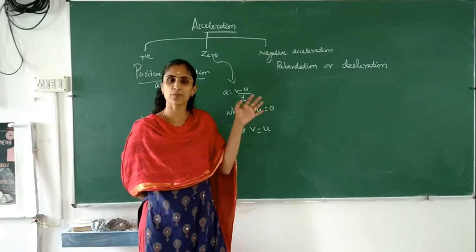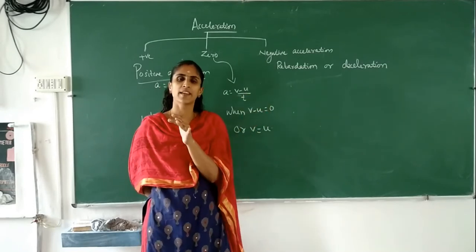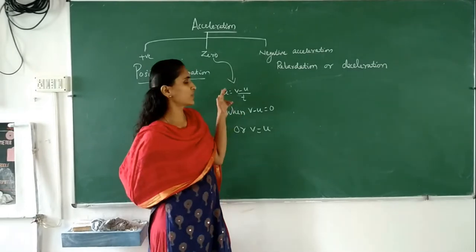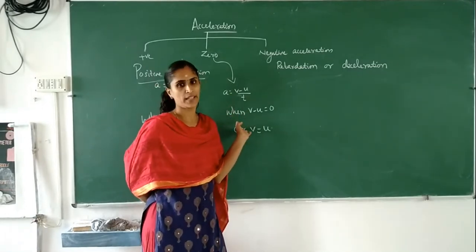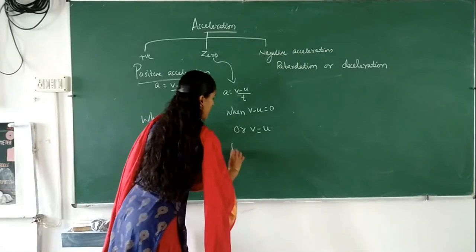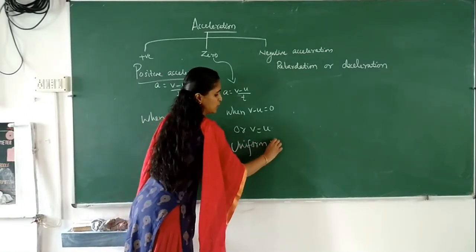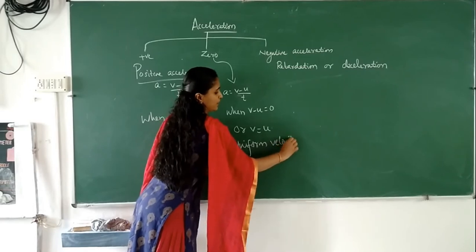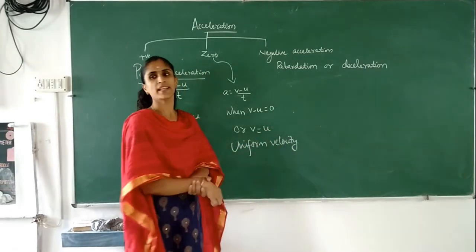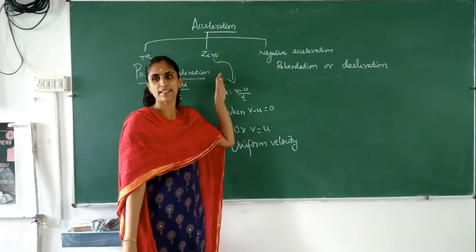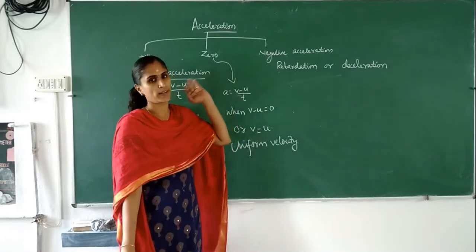So if the vehicle is moving at the same velocity, in that case there is no increase or decrease of velocity. So we will say that zero acceleration. So this happens when there is uniform velocity. Okay. When the velocity is constant, V is equal to U. So in that case the acceleration will be zero.